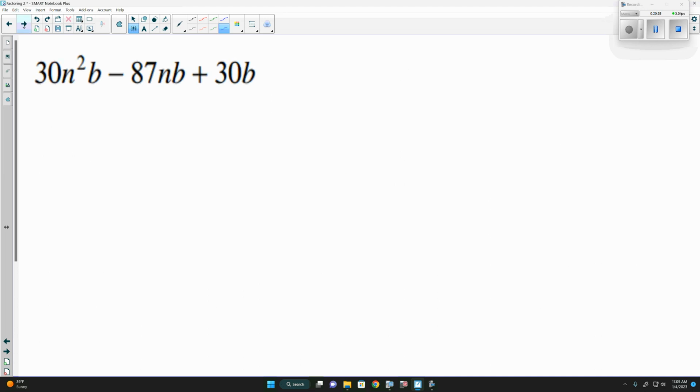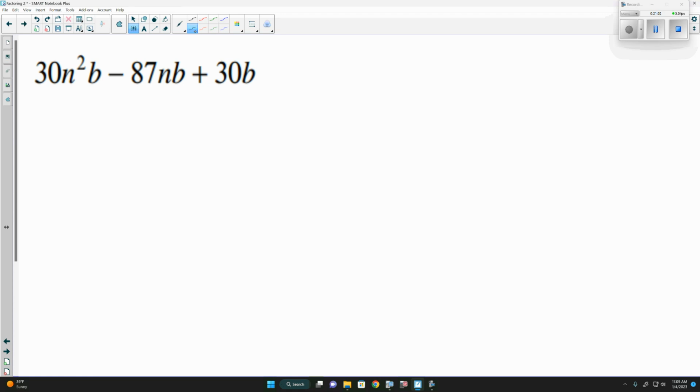This one here will be the last one we look at, because the other one is just the same as it. So it really doesn't add anything or make it any clearer than this one here. Now, if we look at these three terms, is there a greatest common factor between them? Because we have 30n squared b, 87n b, and 30b.